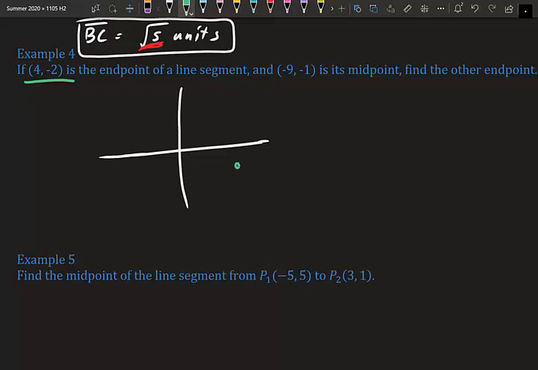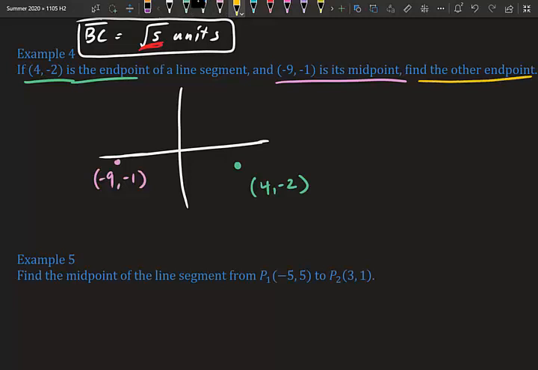4, -2, let's say that's right here. Then we have a midpoint at -9, -1. So that's our midpoint. Now it's asking us to find the other endpoint. So theoretically, isn't the endpoint going to be somewhere around here? Theoretically, down a little bit. That's what we're asking for. What is that point?